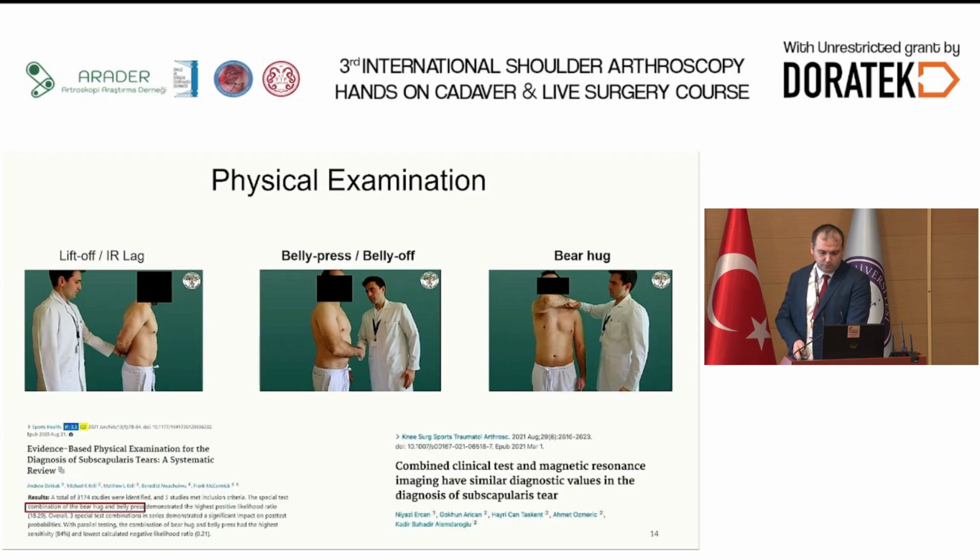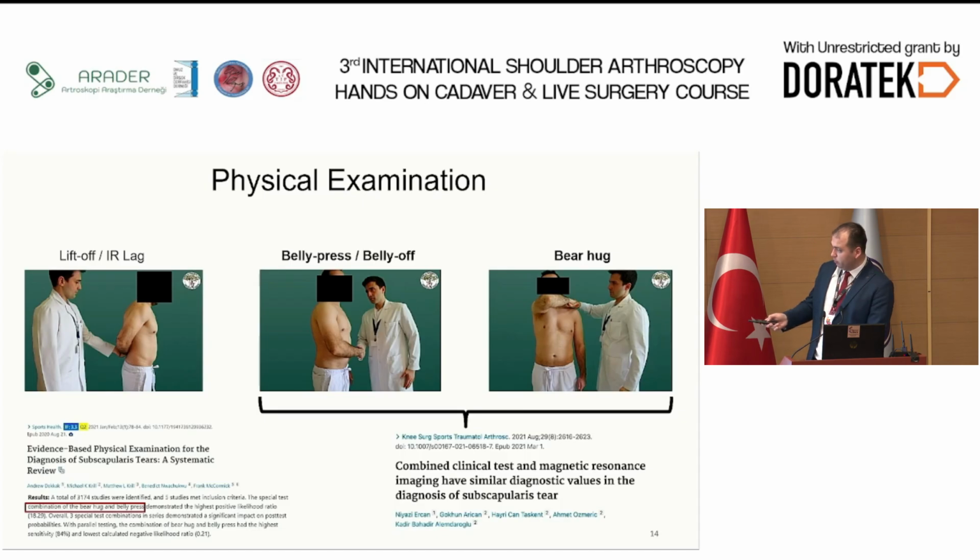This is more sensitive and specific, but more important is that the combination of the bear hug and the belly press tests, these two tests, is the most successful couple in the diagnosis, and in combination their diagnostic power is close to MR imaging. So there may be other problems as well related to accompanying problems.